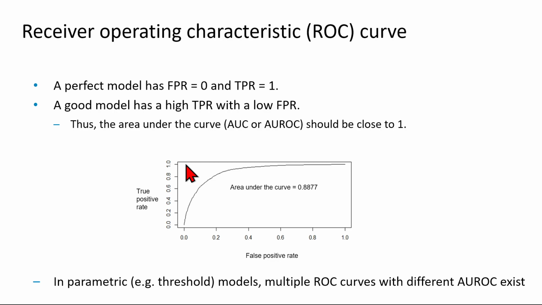We can plot this, and this plot is the receiver operating characteristic curve. Another measure we can calculate is the area under this curve. The more this curve is towards that point, the higher the area, and the better the model. In parametric models, in which we can set different thresholds, we get different graphs based on different thresholds. Multiple ROC curves could exist, and we could choose the best one.